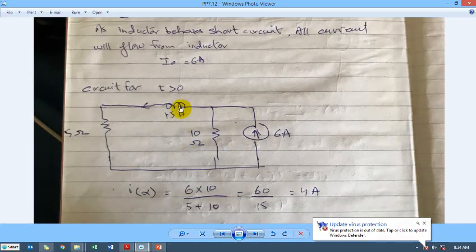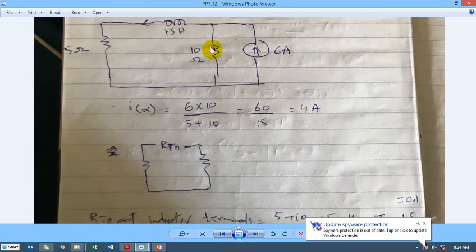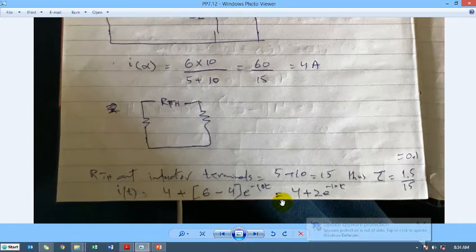This is short circuit, so the current is 6 multiplied by 10 divided by 5 multiplied by 10, CDR, 4 amperes. RTH is the resistor at the terminals of the inductor, so this resistor in series with this resistor, that is 15 ohms, and this is the answer. Tau is L upon R, and then we have just used 0.1. 1 upon tau is 10. So R was 15, and thus tau was the inductor value divided by the resistor value, L upon R.